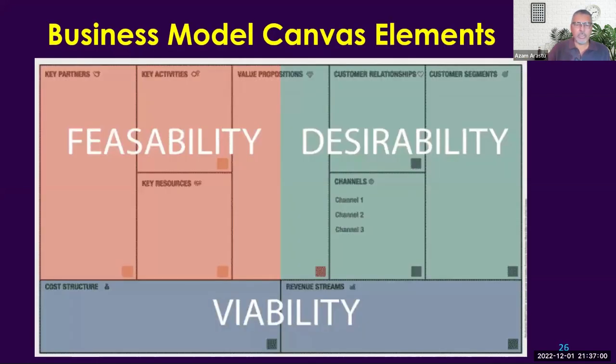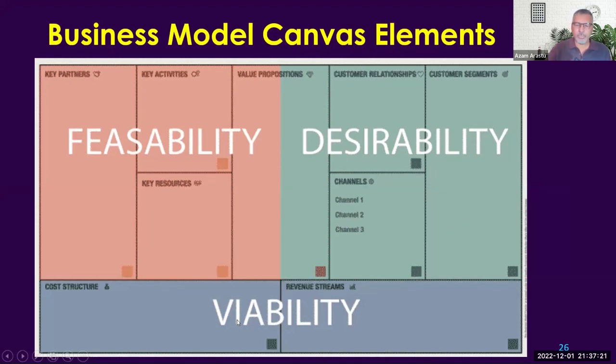For that, the template that's used most commonly is a chart like this, and I'll go through it in a little bit more detail. It has basically three areas. One defines the feasibility of your idea. Second defines the desirability of the idea. And third is the viability of the idea.